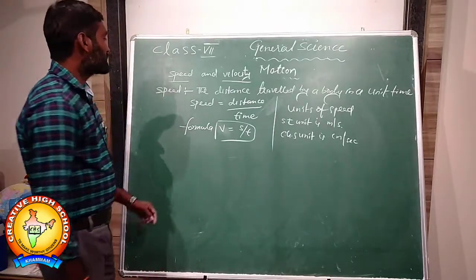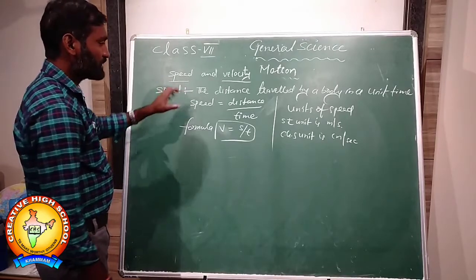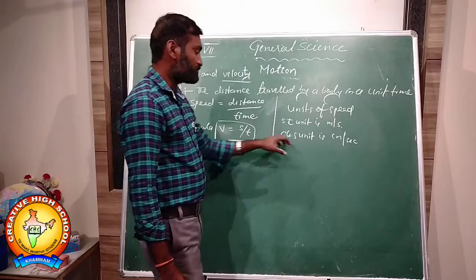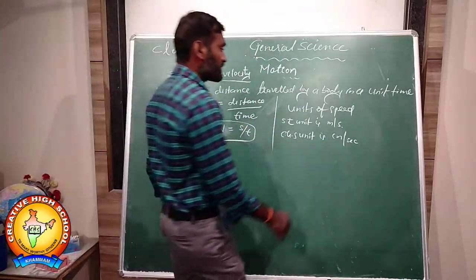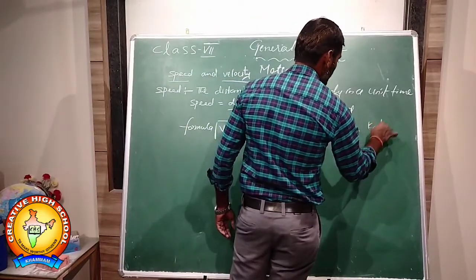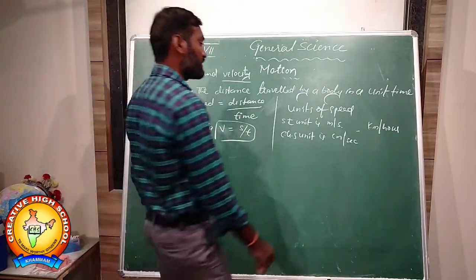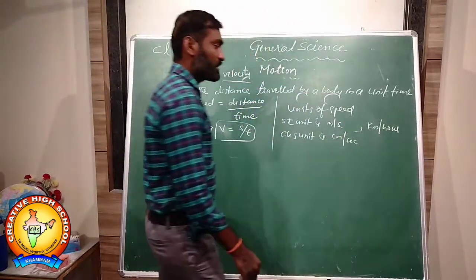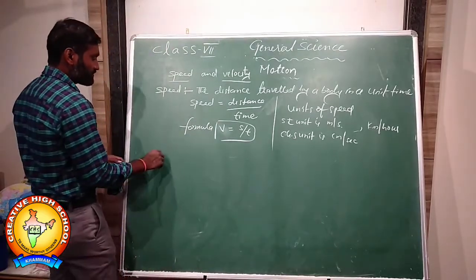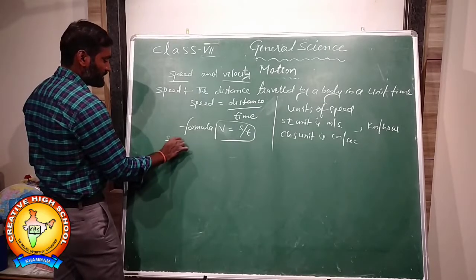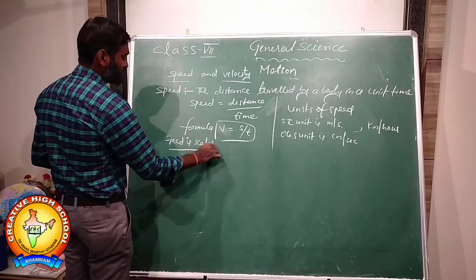So the distance traveled by a body in a unit time is called speed, equal to distance by time. The SI unit is meter per second, and the CGS unit is centimeter per second. Another unit is kilometer per hour. So the units are kilometer per hour, meter per second, and centimeter per second. Next, velocity. Speed is a scalar quantity.